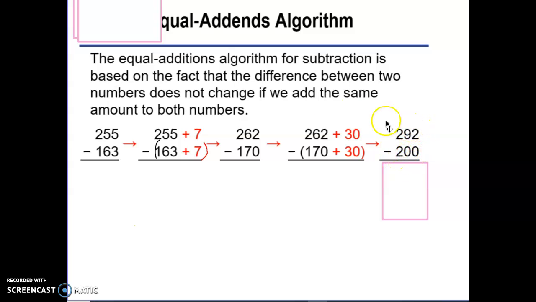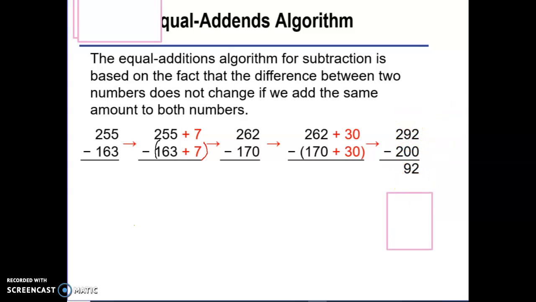This one has exactly the same value as this one because I moved both numbers 30 places on the number line. I did not change their distance, which means I did not change the difference, which is the answer to this subtraction problem. And we already said that this difference and this difference were the same. So if I do this subtraction problem, the answer that I get will be the same as the answer to this subtraction problem. So 292 minus 200 is 92.